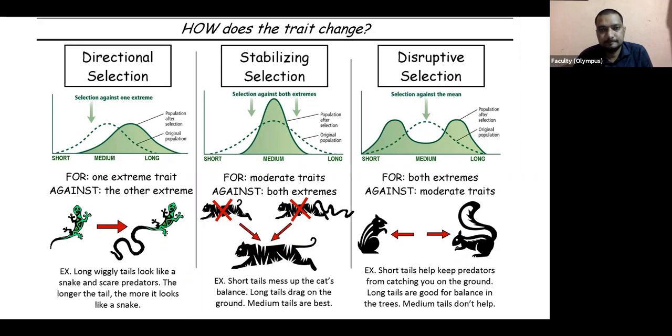Sir, giraffe case. Giraffe's case, long neck giraffes could be an example for directional selection here. Okay, so long neck is an example, but towards one extreme, towards one direction. Such a selection is called directional selection.